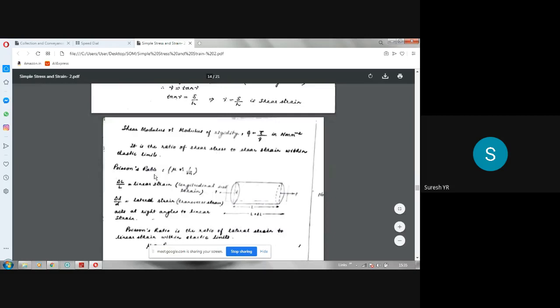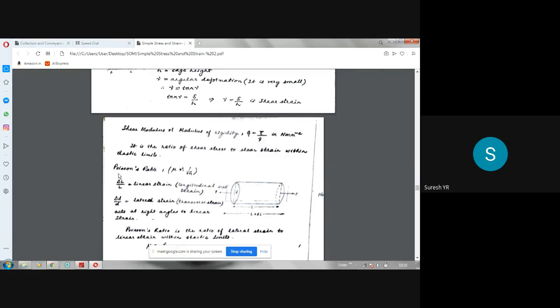Next, one more important parameter or elastic constant we have, that is Poisson's ratio. Normally it is denoted by mu or 1 by m. In some books they use 1 by m, in some books they use mu. For defining Poisson's ratio, we need two strains. One is linear strain, another is lateral strain.